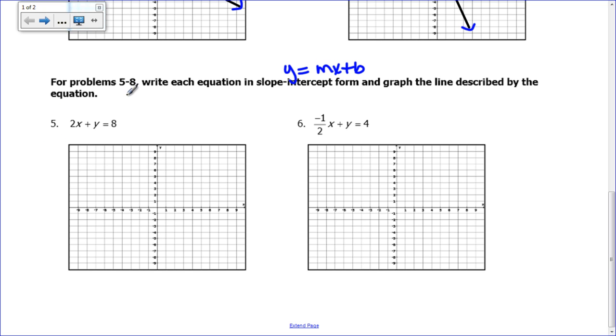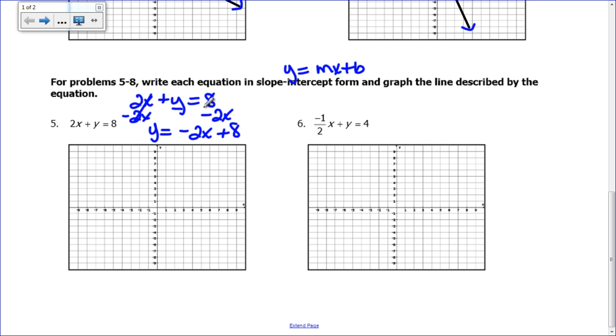So I've got to take this equation, 2x plus y equals 8, and I want to get this y by itself. Well, to do that, I have to get rid of this 2x, the whole thing as a term. Well, this 2x is positive, so to cancel it out, I'm going to subtract. And so what I end up with is y equals, and I'm going to put the x term first so that it looks like this, -2x plus 8.